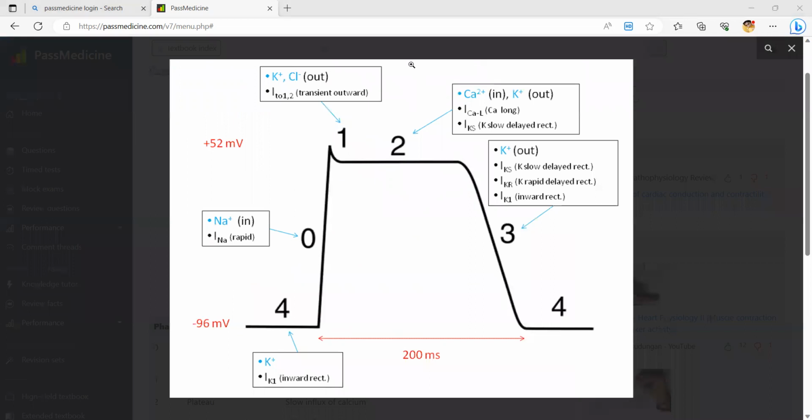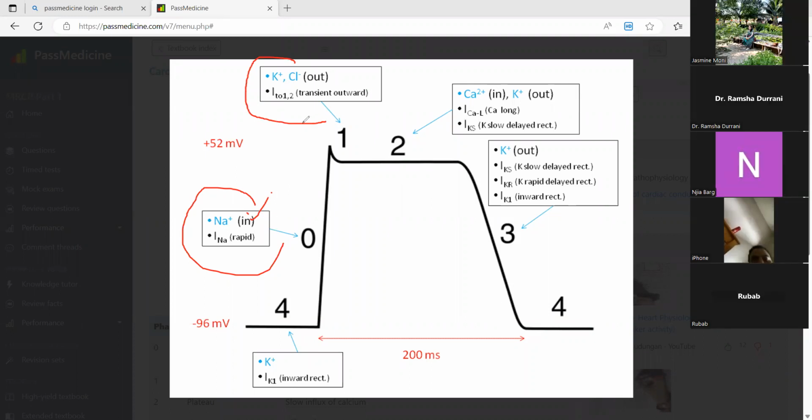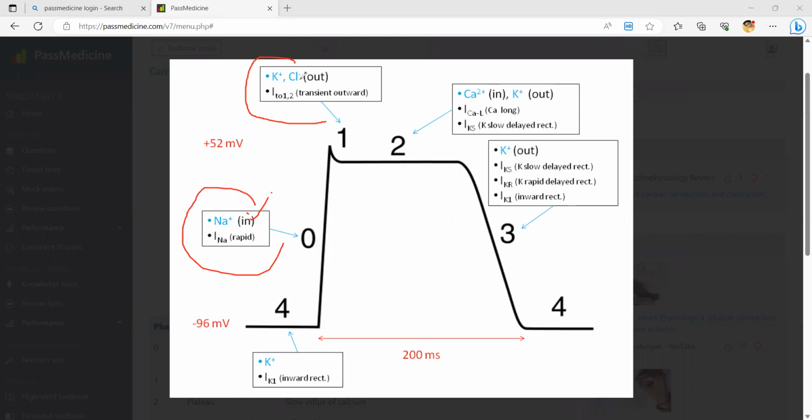So the depolarization means action potential. When the depolarization is happening in the cardiac myocytes, sodium influx happens, so sodium goes inside, then depolarization happens. If you are seeing the screen, you can see that sodium is entering the cell. That means there is rapid depolarization in the cardiac myocyte. After that, potassium goes out from the cell, also some chloride, and that is transient outward current. That is the early phase of the repolarization.